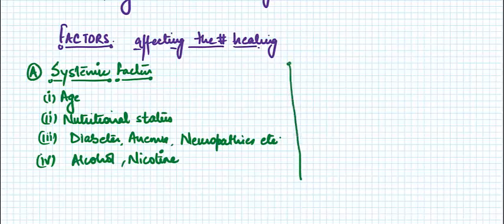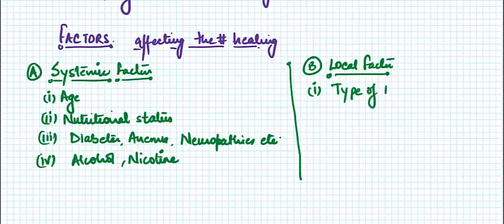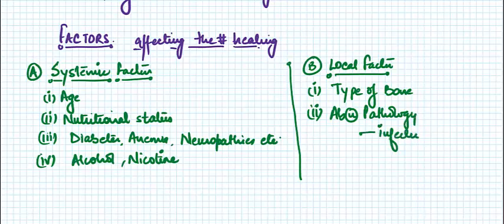Second factor can be any local factor. What does that mean? It means what kind of bone is injured. It depends on the type of bone. Cancellous bone heals well. Cortical takes some time. Is the fracture because of some abnormal pathology? Maybe because of some tumor, maybe because of some radiation necrosis, maybe after some infection. So if the bone has some local lesion, then obviously there will be delay in healing, radiation necrosis.